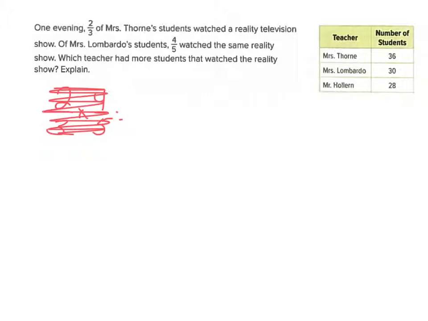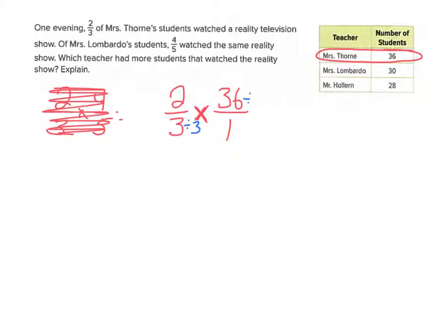So another way of thinking about it is to look at Mrs. Thorne's students. It said 2/3 of her students watched the show. Well, how many students did she have? If we look over in the table, it says Mrs. Thorne had 36 total students. So 2/3 of, which we said means multiply, the students in her class. So it means 2/3 times the 36 total people in her class. So we go ahead and multiply. Remember to always look to see if we can cross-simplify anything. In this case, 3 and 36 can both be divided by 3. So we can do a little simplifying early.